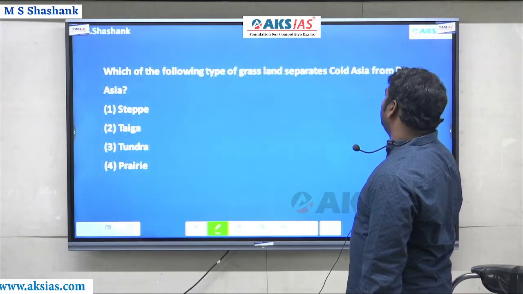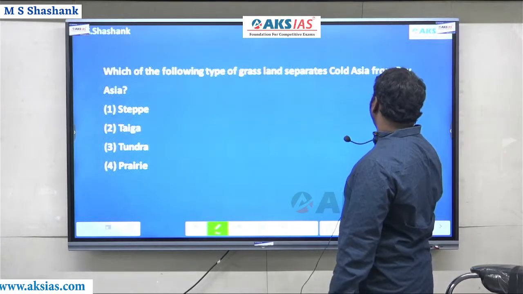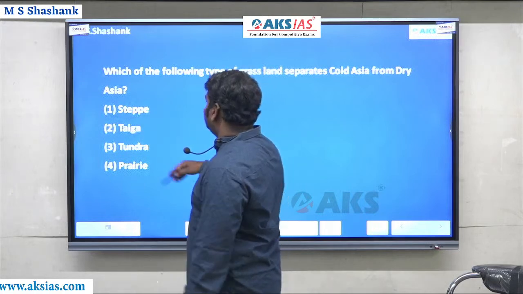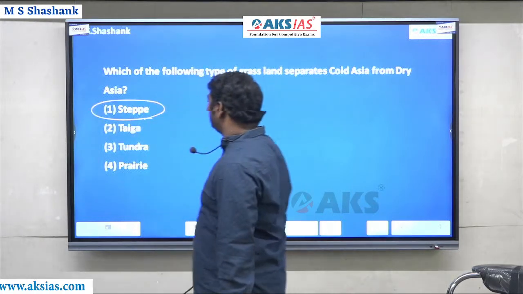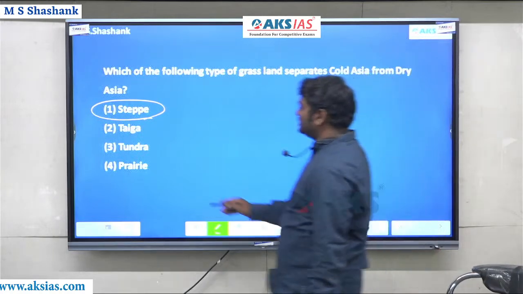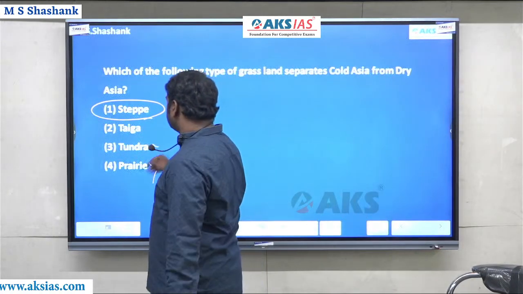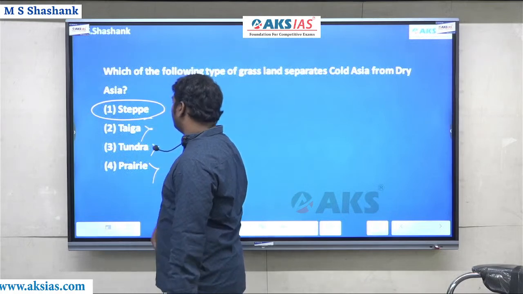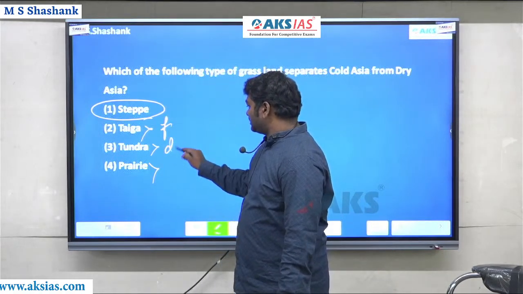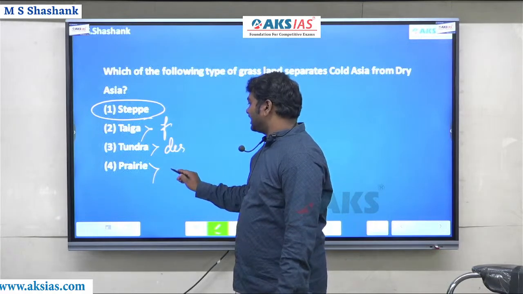Which of the following grasslands separates cold Asia from dry Asia? So the grassland in Asia itself is steppes. Prairies is North America. Tundra is the poles one. Taiga is coniferous, it's a forest. This is desert. And prairies is grassland in North America.